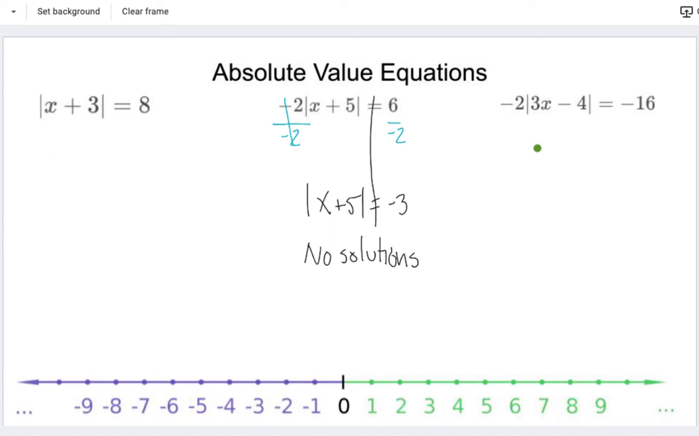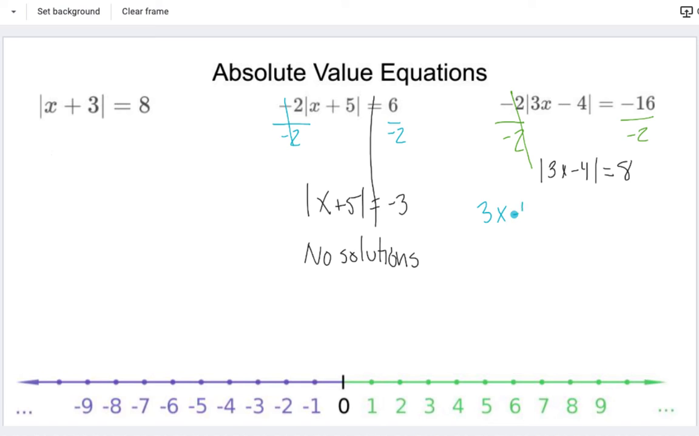So in this case over here we have negative 2 times the absolute value of 3x minus 4 equals negative 16. So again, the first thing I'm going to do is divide by the negative 2. So we have the absolute value of 3x minus 4 equals positive 8. So again, the absolute value equals a positive number. So now we're going to break it into two separate equations and solve them both. If we had had anything added or subtracted after the absolute value, we also would have eliminated that before we started the absolute value equation.